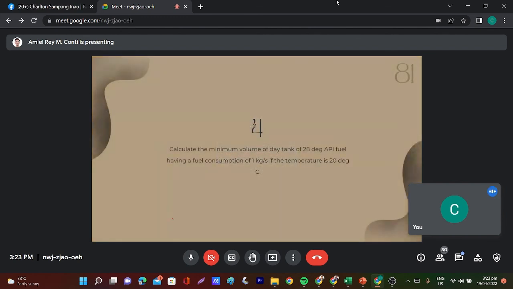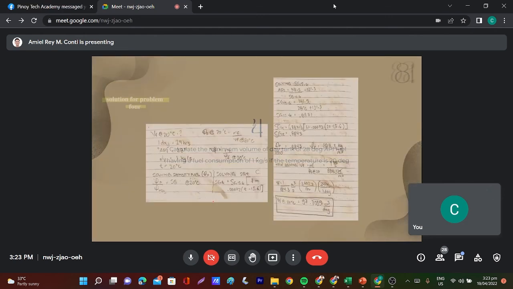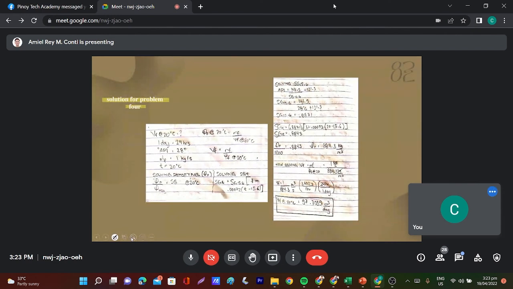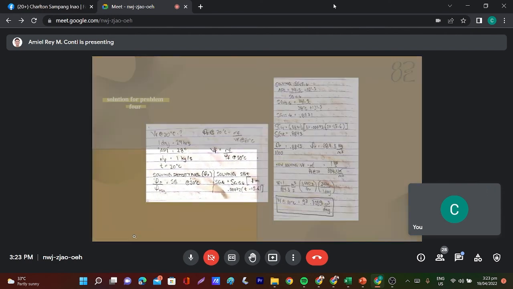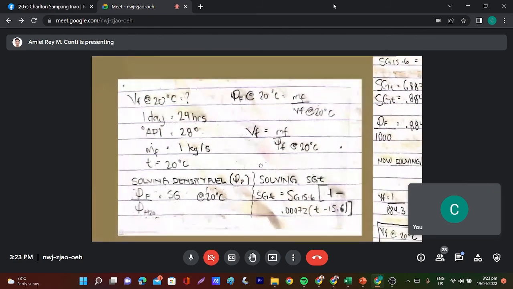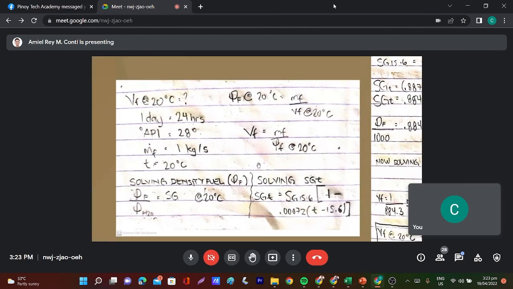Next. Next naman po is yung next sample problem. Basahin natin. Sample problem number 4. Calculate the minimum volume of day tank of 28 degrees API fuel having a fuel consumption of 1 kilogram per second if the temperature is 20 degrees Celsius. So, ang hinahanap dyan is yung volume ng fuel at 20 degrees Celsius. So, ano nga ba yung mga considerations dyan?